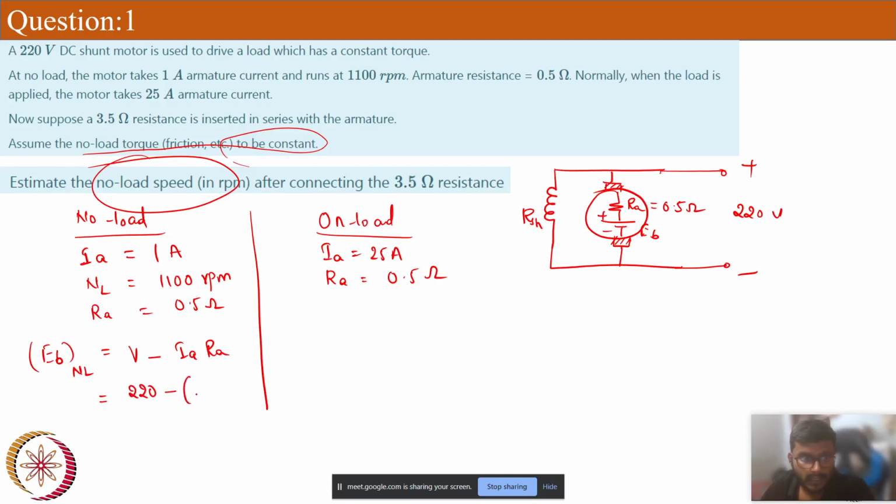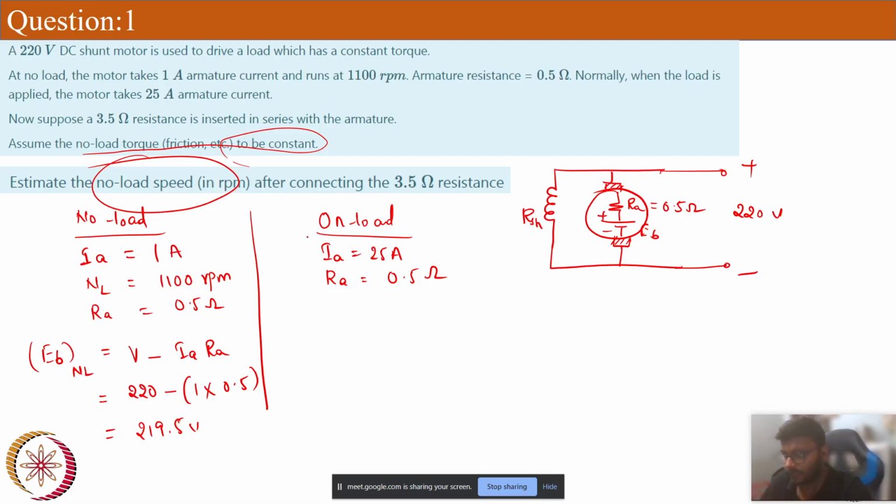The motor equation is: EMF induced is equal to terminal voltage, or the voltage across the armature, which is the same because it's a shunt motor, V minus armature current into armature resistance. We know the voltage is 220 volts minus IA RA. What is IA in this condition? 1 amp into 0.5. Someone also calculate along with me. 220 minus 0.5 is 219.5 volts. So this is the back EMF induced in this motor under the no load condition.